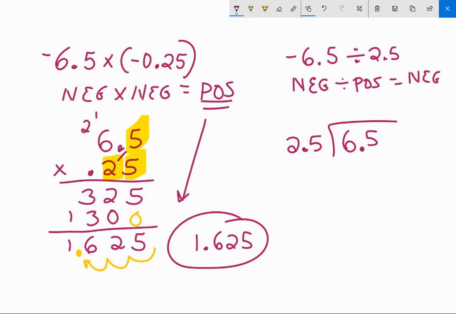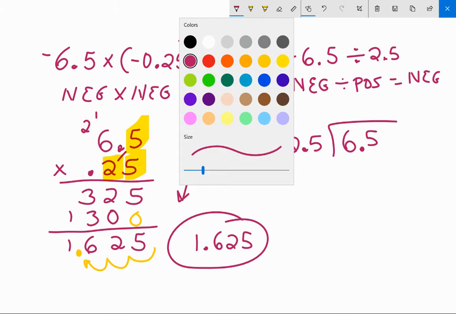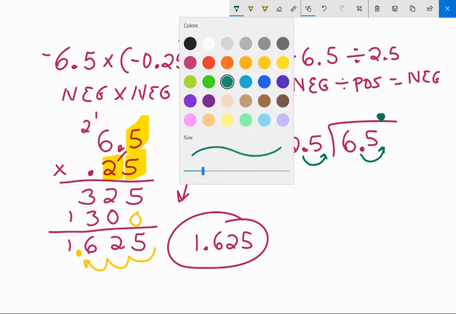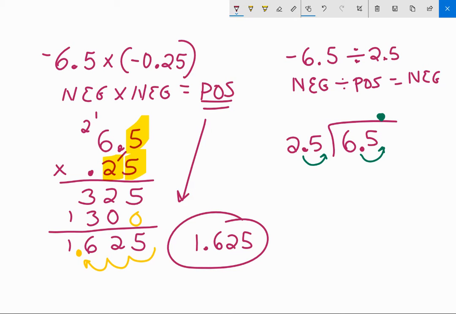Now when you divide decimals, you need to make sure that the number you're dividing by is a whole number. So 2.5, I need to make that a whole number. I have to move that decimal point 1 to the right. If I move that decimal point 1 to the right, I better do the same thing to the number inside. So my decimal point ends up being after the 5. I'm going to put it up above too. Now I'm just going to start dividing.